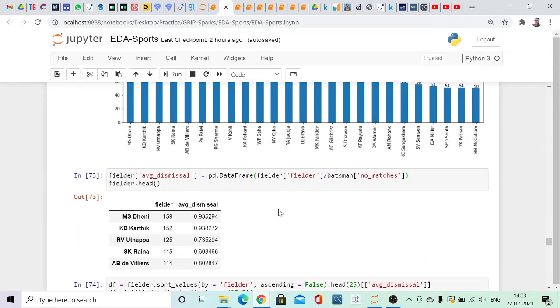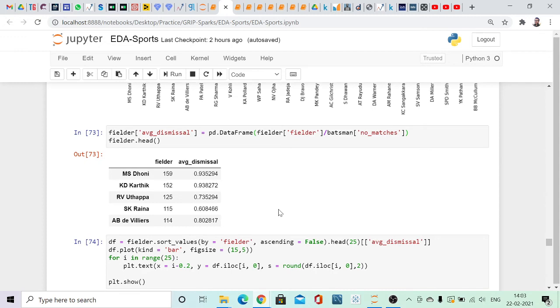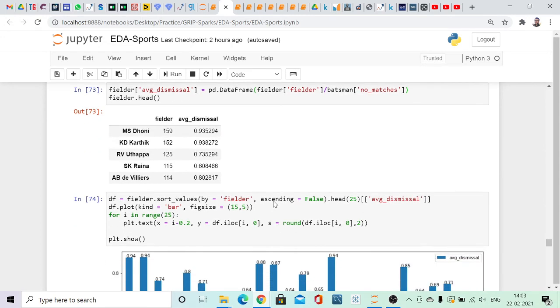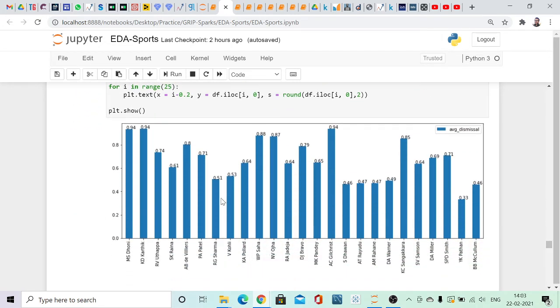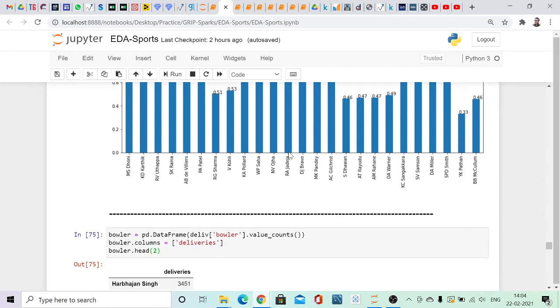Now let's look at average dismissal, that is the dismissal rate per match. So we can see that players like Dhoni, Karthik, Gilchrist, Sangakkara have relatively higher average dismissal rate, even Saha and Ojha. And we can also see that they have been wicket keepers. It means that wicket keepers have been quite actively involved in dismissals during the IPL.